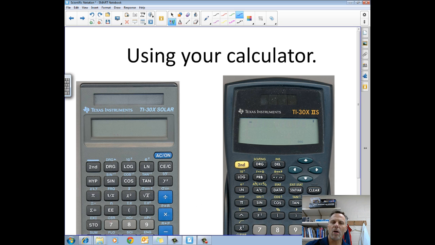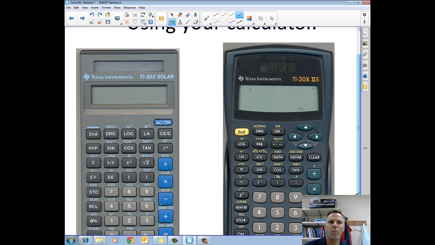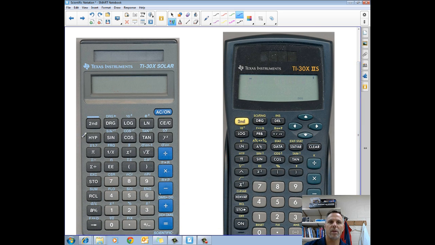Now, one problem many students have is using their calculators correctly in using scientific notation. So you might have a calculator that looks like either one of these. And the important keys here are going to be either the exponent button right over here or the exponent button right here. Now to get to that exponent button on this calculator, you need to hit second function and then the EE key.